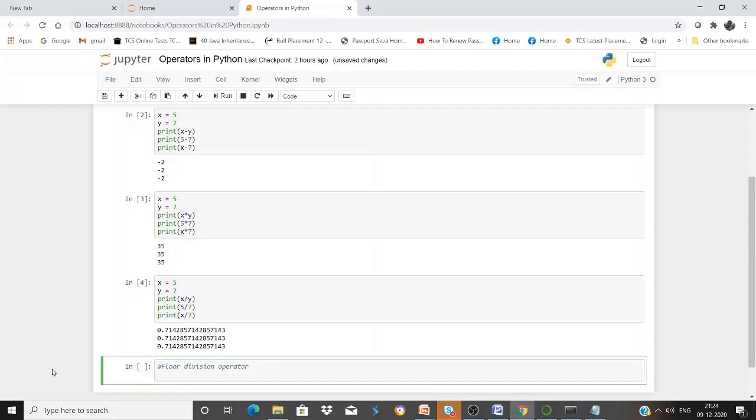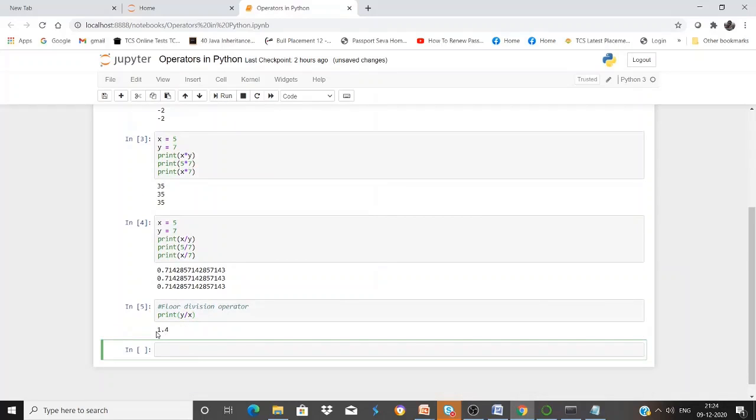Let's take these variables only, x and y. The value of x is currently 5 and the value of y is 7. If we divide y by x, let's print it directly instead of storing it in a separate variable, and run the cell. It gives us 1.4. So the division result is 1.4.